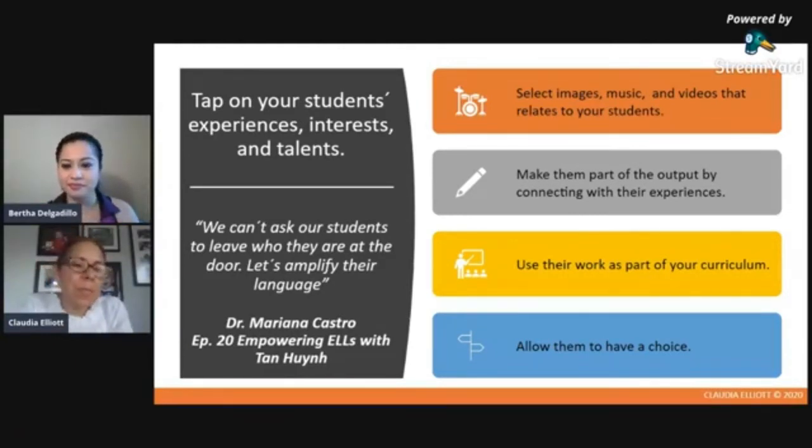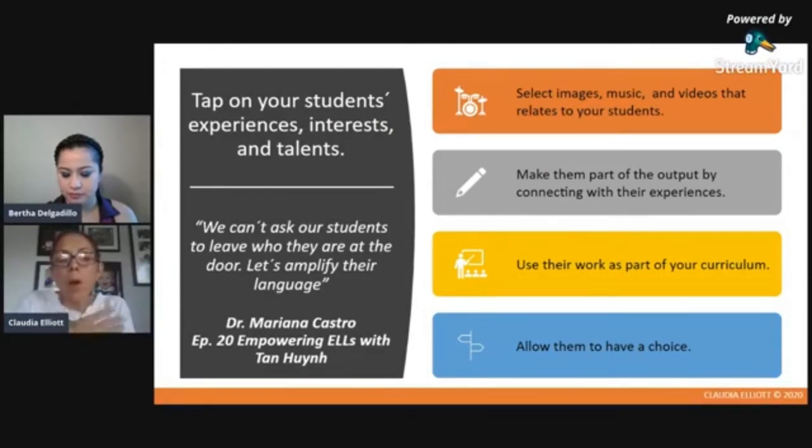Yes, this is a point that has been brought up in this community so many times. It is the importance of us seeing our students and letting them know that they have been seen. When you select images, music, and videos that relate to them, they are more likely to be willing to output with their own voice instead of using an online translator.